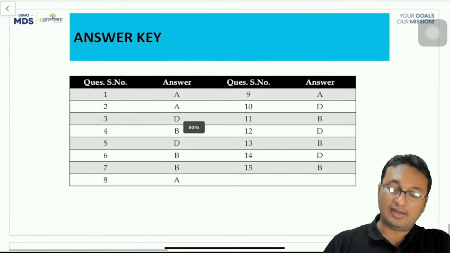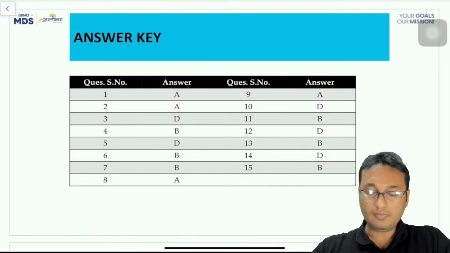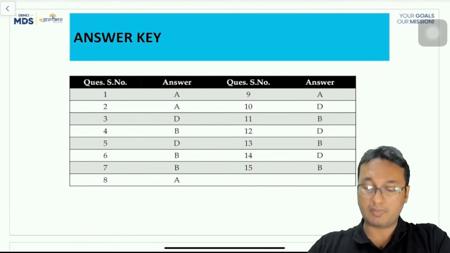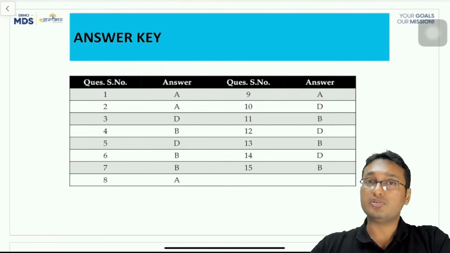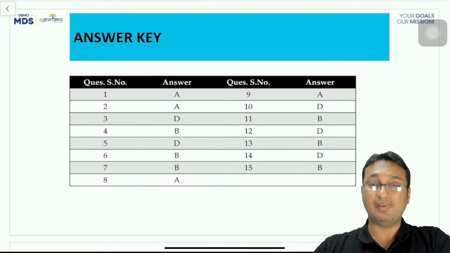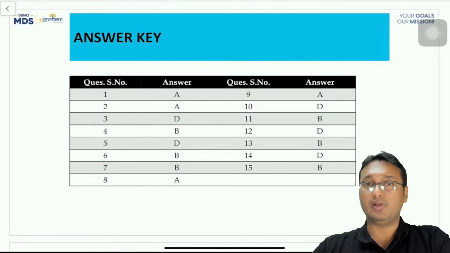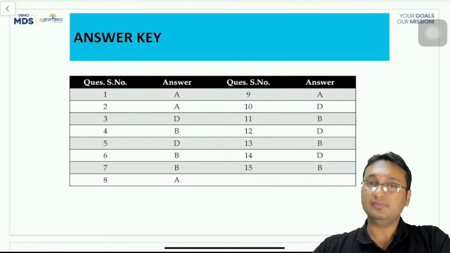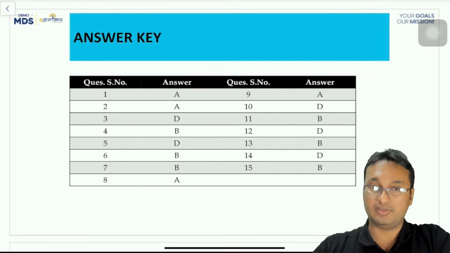So I think that is all for you guys. These were the 15 most important previous year questions which I have come across, which I want you to make a note of. This is the answer key for all of you. If you have any discrepancy, if you have any doubt, you can very well come back to that particular question, tally it with this answer key, and then you can go about answering the questions.